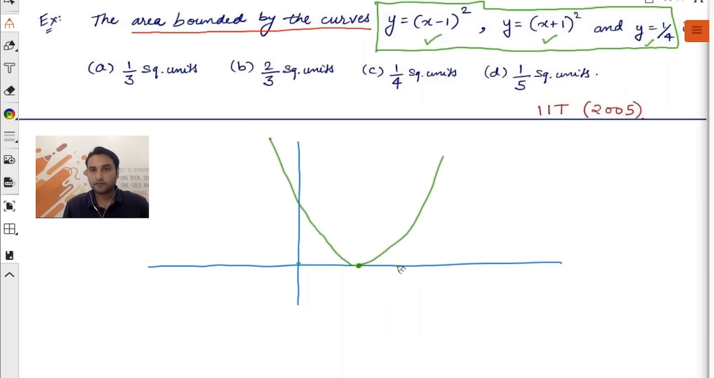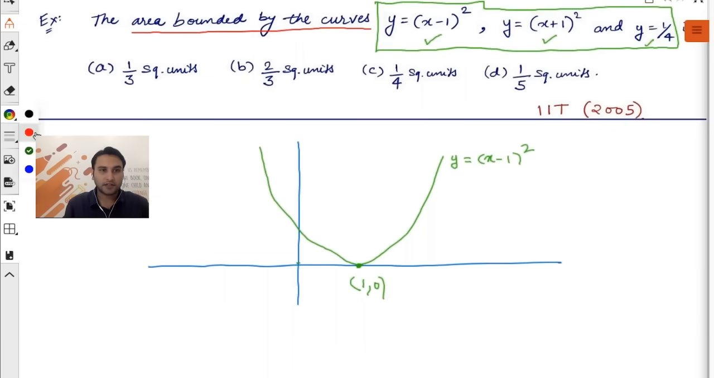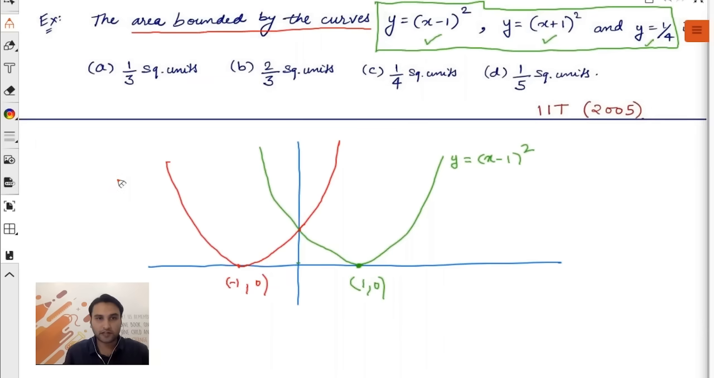Agree? This graph will be shifted towards right, to (1, 0). This is y is equal to (x minus 1) whole square. We just did it. The other graph, let me mark it red, is symmetrical to the green one, but goes like this. So this is (minus 1, 0), shifted towards left, which is (x plus 1) whole square.